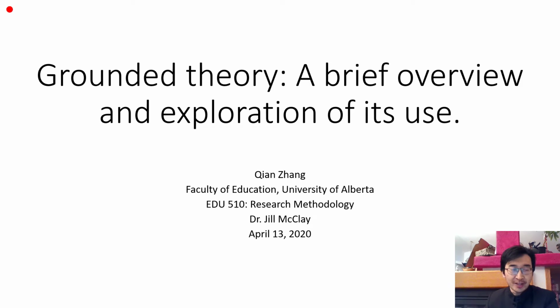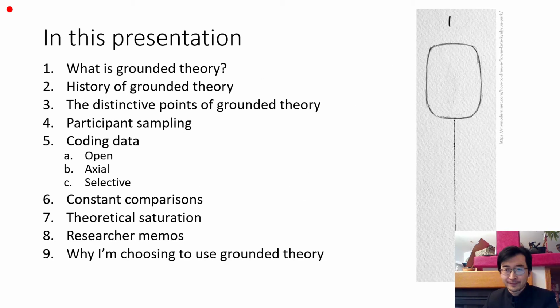This is going to be a short presentation about grounded theory and a brief overview of it. In this presentation, we'll be covering the following things: what is grounded theory, history of grounded theory, a few distinctive points, how participant sampling happens, how coding happens, the importance of constant comparison, theoretical saturation, research memos, and finally, why I'm going to choose to do grounded theory.